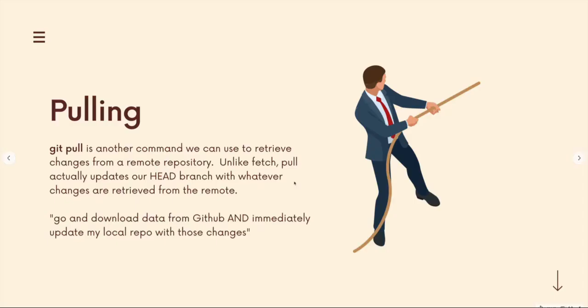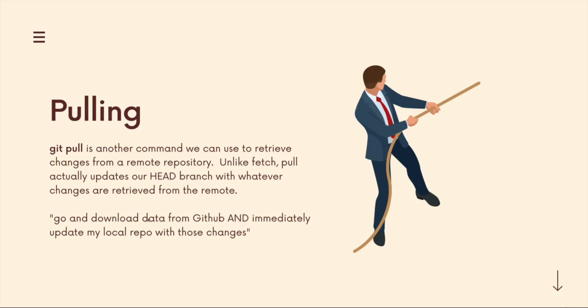Next up, we're going to talk about git pull. So the git pull command is similar to fetch in that we use it to retrieve changes from some remote repo. But the big difference is that pull will actually update our head branch. It updates our working directory. Whatever changes are retrieved or pulled down from GitHub or some other remote repo will be integrated into our local repo and our working directory.